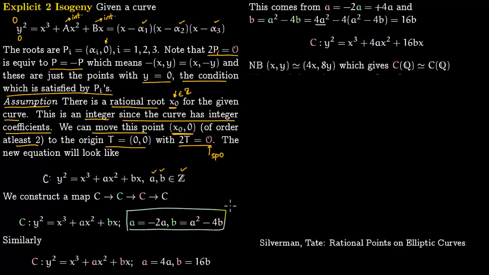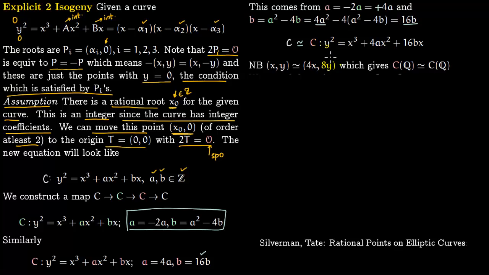Instead of b you have a square minus 4b, plug it in here, you get 16b. Same thing as here. So if you get this, you have your red curve. Now this red curve actually is isomorphic to our white curve, and this isomorphism you can see by replacing x, y with 4x, 8y. You can see this directly here.